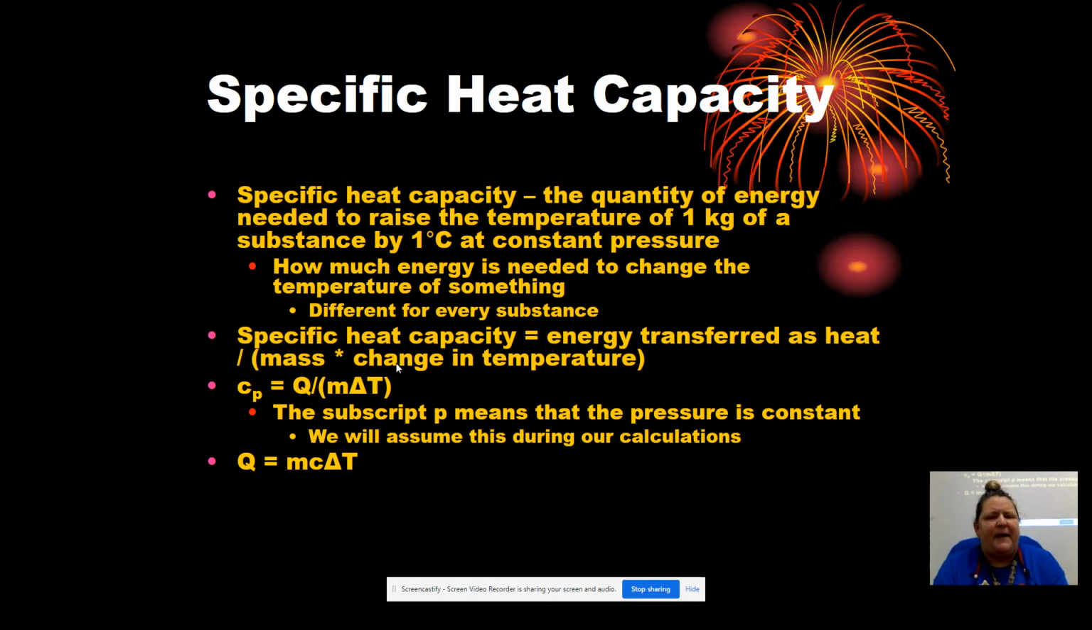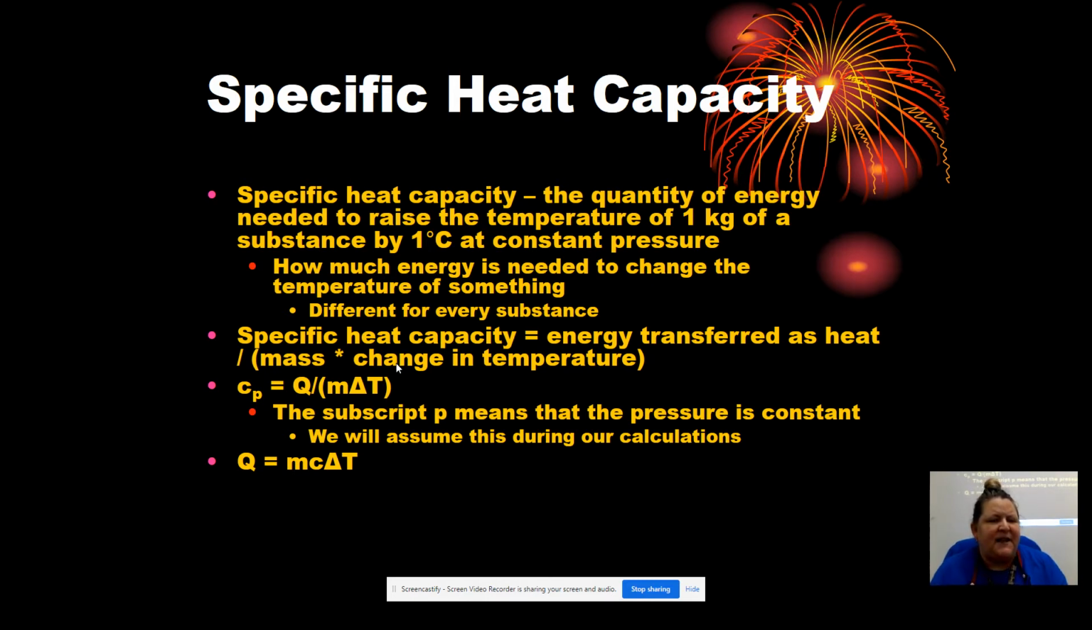So when we talk about heat and substances, we use what we call the specific heat capacity. And that's the quantity of energy needed to raise the temperature of 1 kilogram of a substance by 1 degree Celsius at constant pressure. Since pressure will affect it, we're just going to assume that the pressure is constant for now.